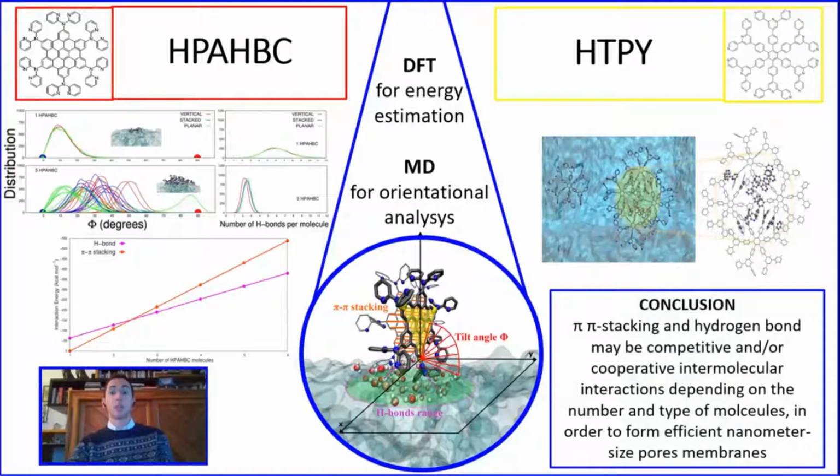Pi-pi stacking and hydrogen bonds may be competitive and/or cooperative intermolecular interactions, depending on the number and type of molecules, in order to form efficient nanometer size pore membranes.